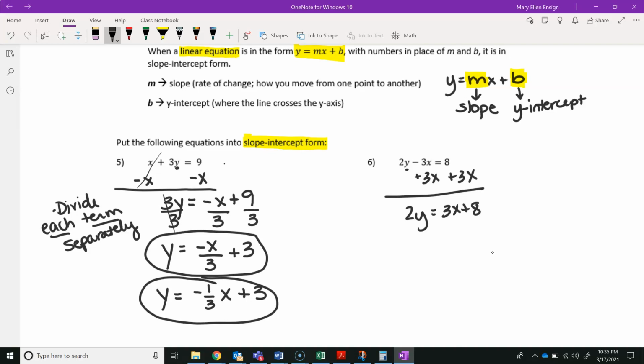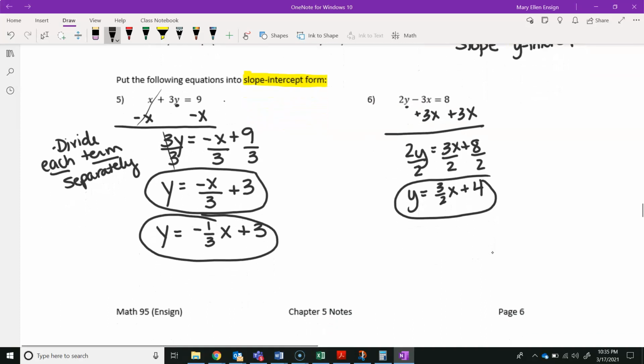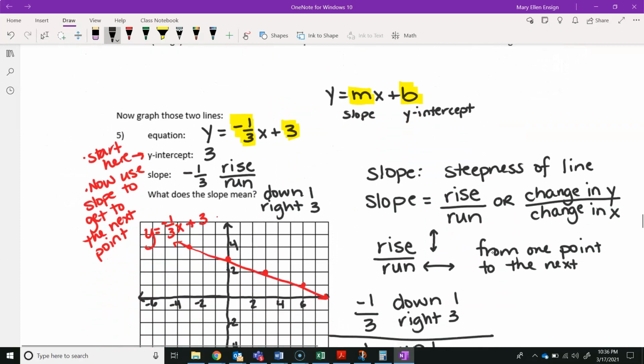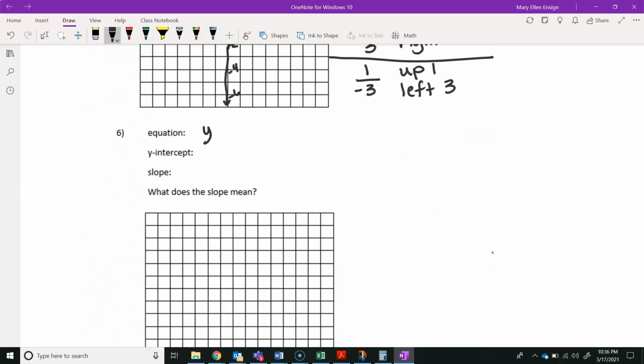So 3x plus 8. And then I'm going to divide. We said we want to put this under each term separately. That allows us to not only keep that format, but also simplify as we can. So this is going to be a 4. So 3/2 x plus 4 is my equation. So I'm going to go down here now. Y equals 3/2 x plus 4 is my equation here.